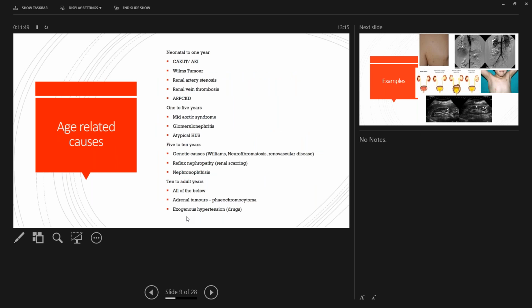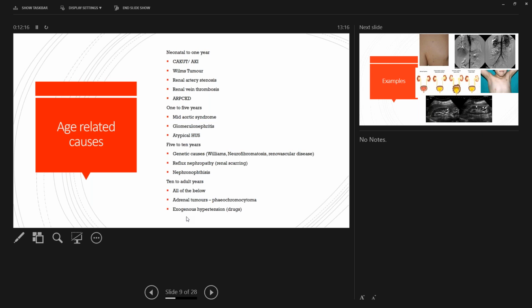So what are some of the age-related causes? I've just split these up into the most common, or not so common, ones you may see. Neonatal to a year: CAKUT, so congenital abnormalities of the kidney and urological tract, and with that AKI. Wilms tumour may also be one you see in practice.